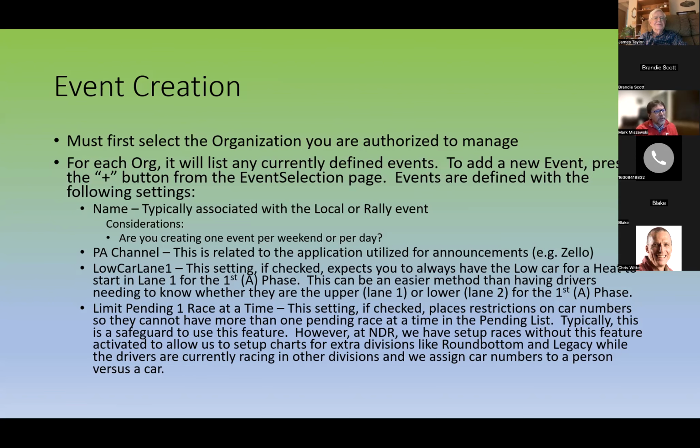The low car lane 1 setting, I'm not sure what you use in Colorado Springs, but race cities like Chicago have a tendency to want to use it where, when drivers go up to the ramps, the low car number for that heat always starts in lane 1 for the first phase. They do this as a method so that it's easy to remember. If they're in phase A, all they gotta do is look at their car numbers to figure out who's in which lane. Versus if you're following the chart where the top person on the bracket is lane 1 for the first phase, you got to remember who's on top, who's on bottom.